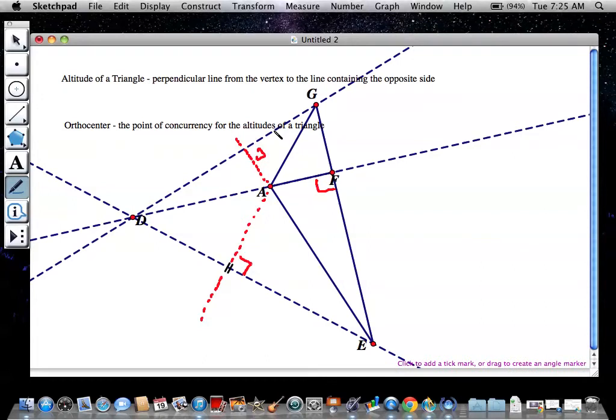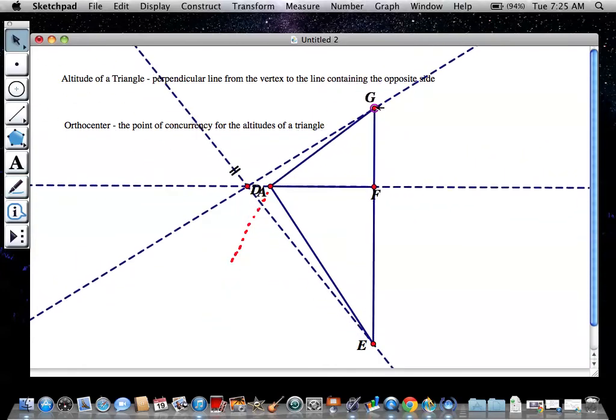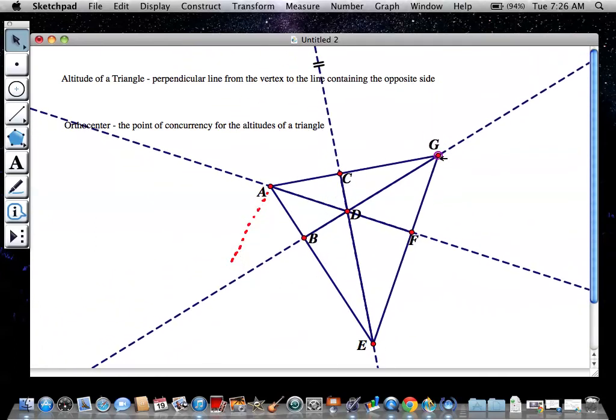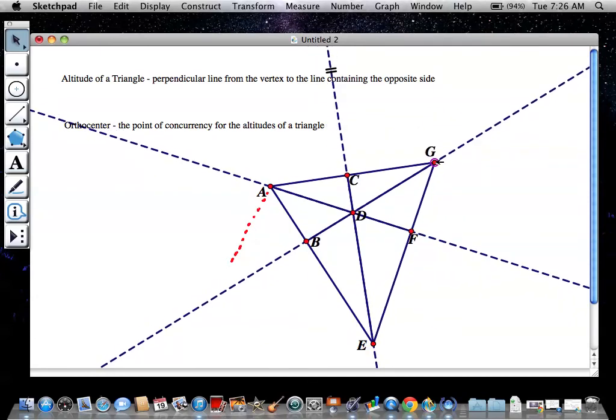So the orthocenter is a point where all the altitudes meet, the height of the triangle. And the height of the triangle must form 90-degree angles. So from E to GA here, extended, 90 degrees. From A to F, 90 degrees. From G to AE, extended, 90 degrees. And the orthocenter is outside. So for obtuse, it'll be outside. For a right, it'll land right on the vertex right there. And for an acute, it'll be inside. So like that.